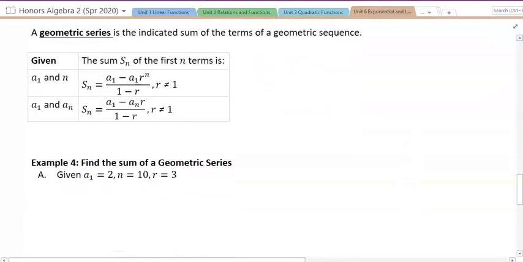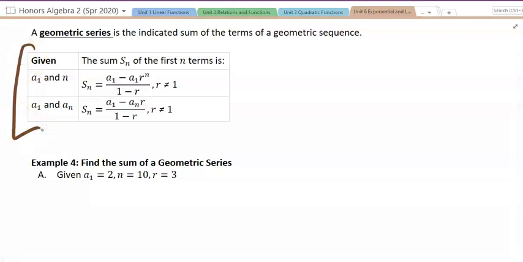And so that leads us to geometric series. A geometric series is the indicated sum of the terms of a geometric sequence. And so if I have 5 terms of a geometric sequence like we just did, I would take all 5 of those terms and be able to add them together. Now, there is a nice little shortcut to this, and it is these two formulas here, depending on what we're given. If we're given the first term and the number of terms in the sequence, and of course we would need to know the ratio somewhere in there, then we can find it using the first formula.